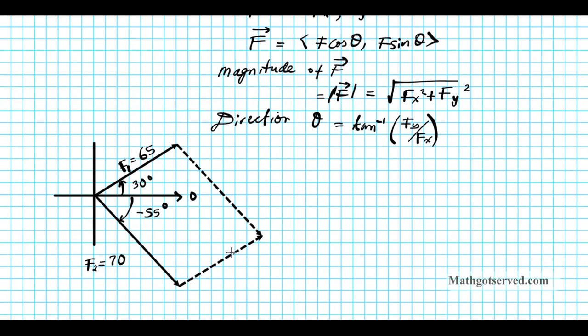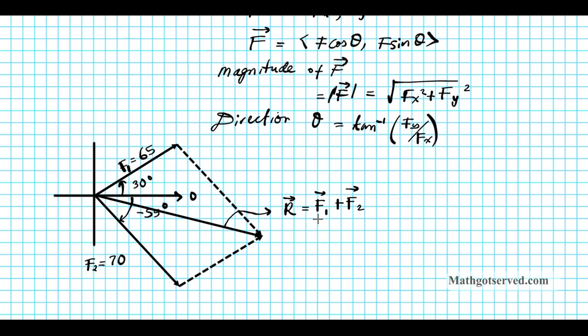Okay, so in order to easily find F1 plus F2, I'm going to express these two in component form, and then just simply add the components to find vector R. So let's start with vector F1. F1 is equal to, let's write it in component form.